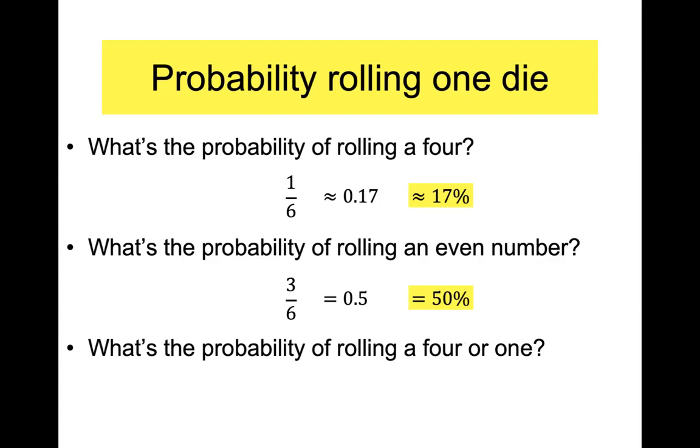Lastly, what's the probability of rolling a 4 or a 1? So that means you win if you roll a 4 or a 1. Well, it's only one die, so there's still only one way to get a 4, but there's also one way to get a 1, so that's 2 ways to win out of 6, so that's a third, so 33%. All right, so hopefully that stimulates some past memories of calculating probability. Today we are going to calculate probability.